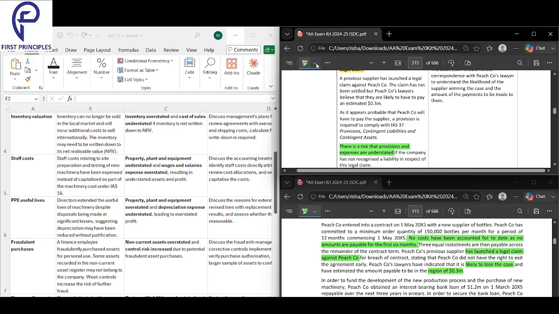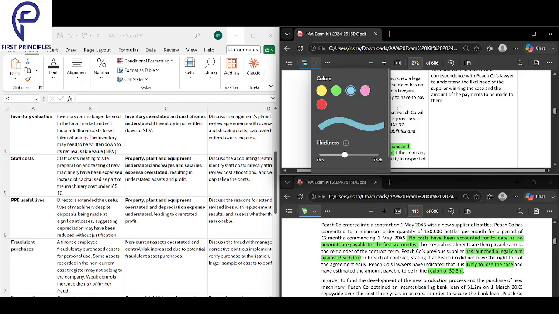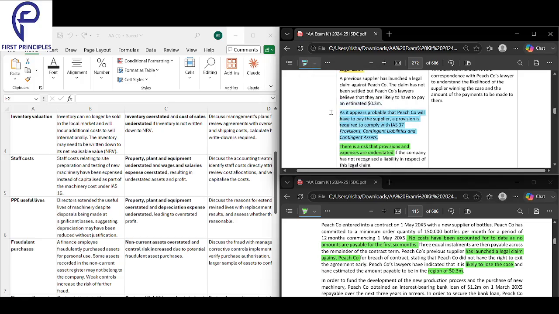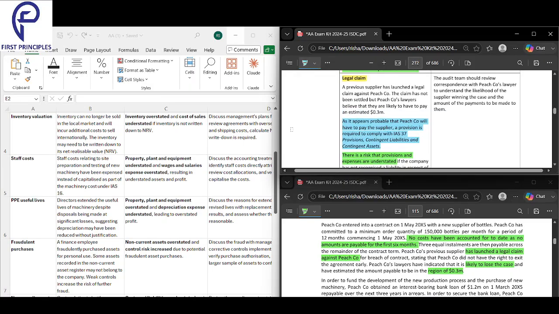The provision should have been made. So see guys, it is probable that you'll have to pay, so you have to make a provision, right? Someone has put a case on you, your lawyer is telling you you'll have to pay. If you have to pay, you have to make a provision. But it doesn't seem like they have made a provision, so your provisions are understated.